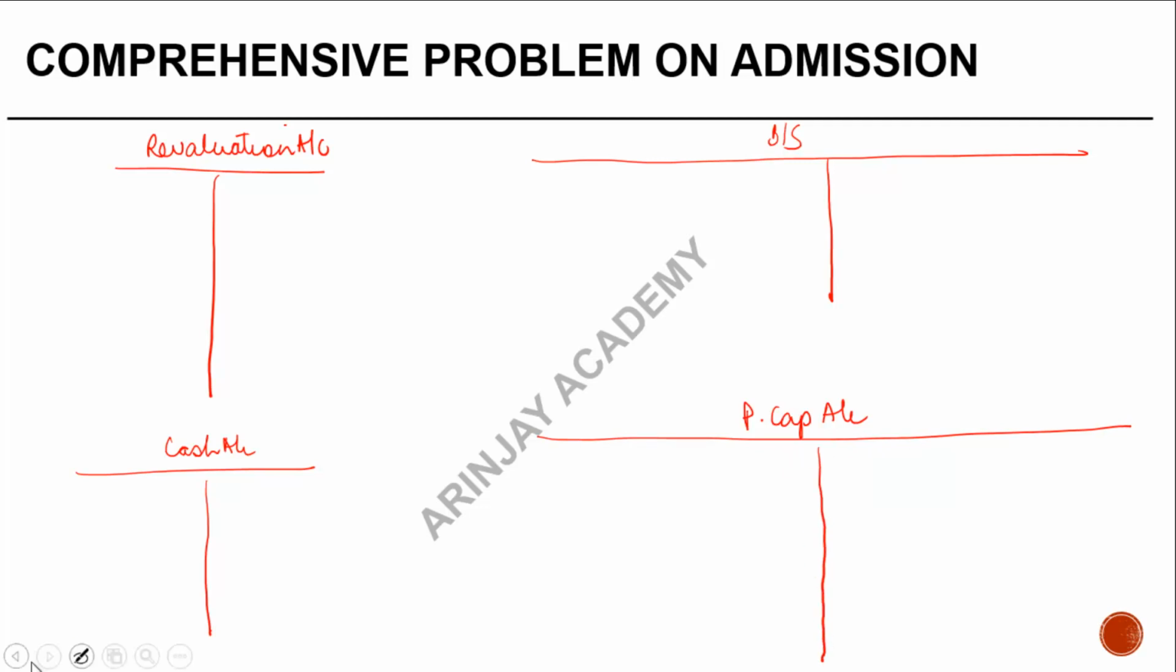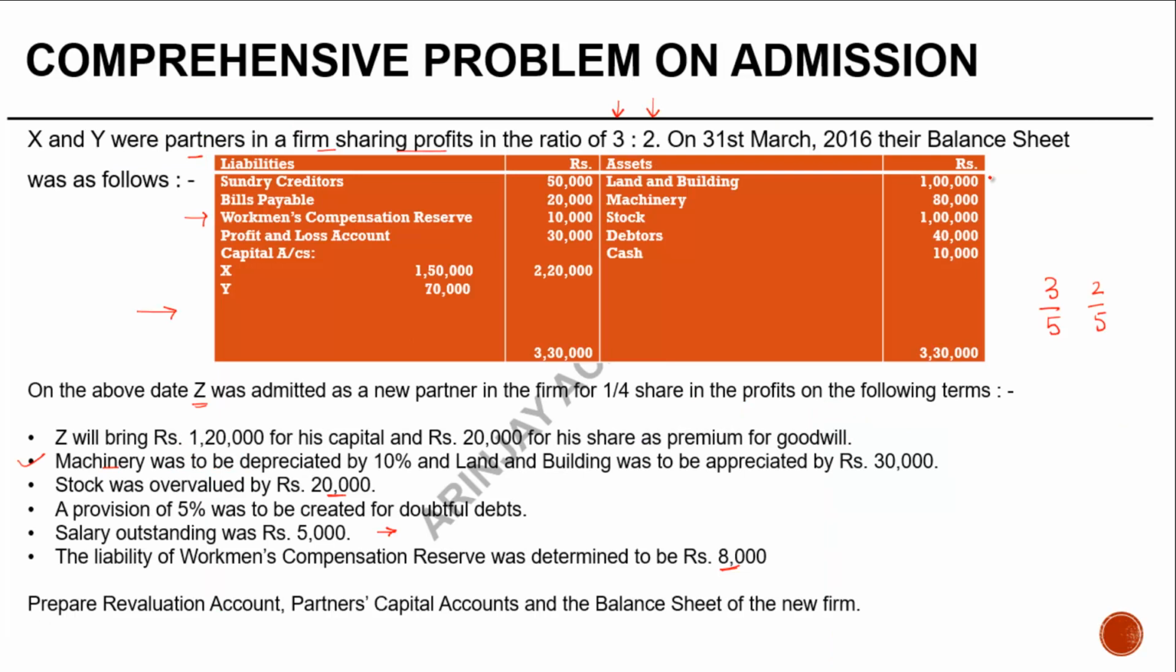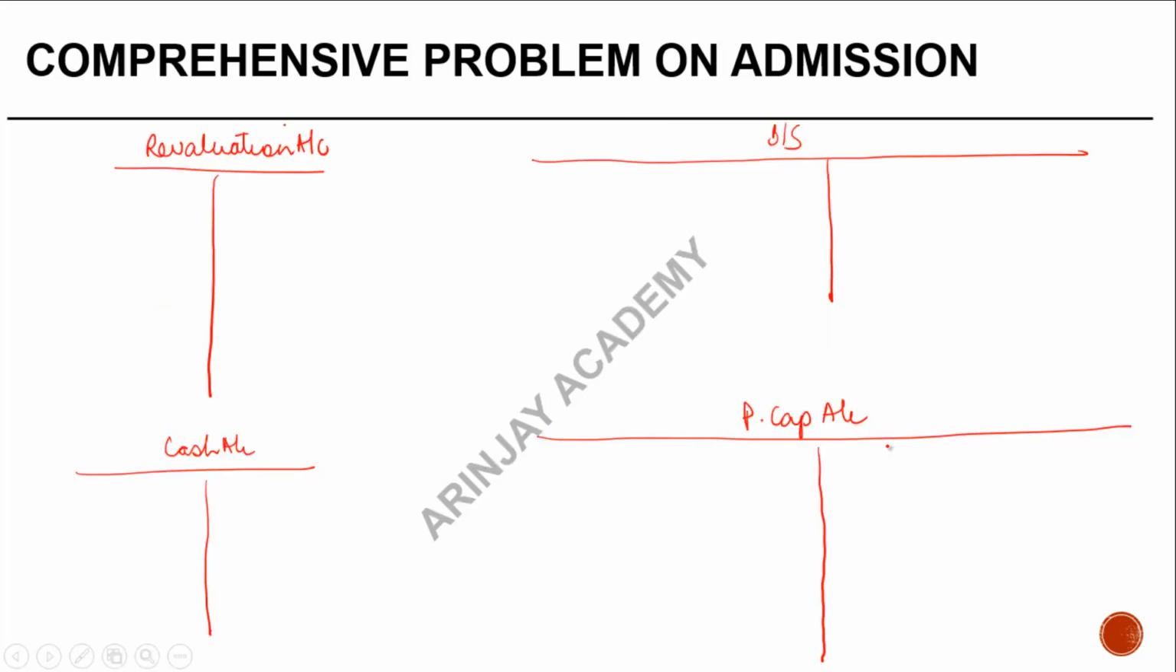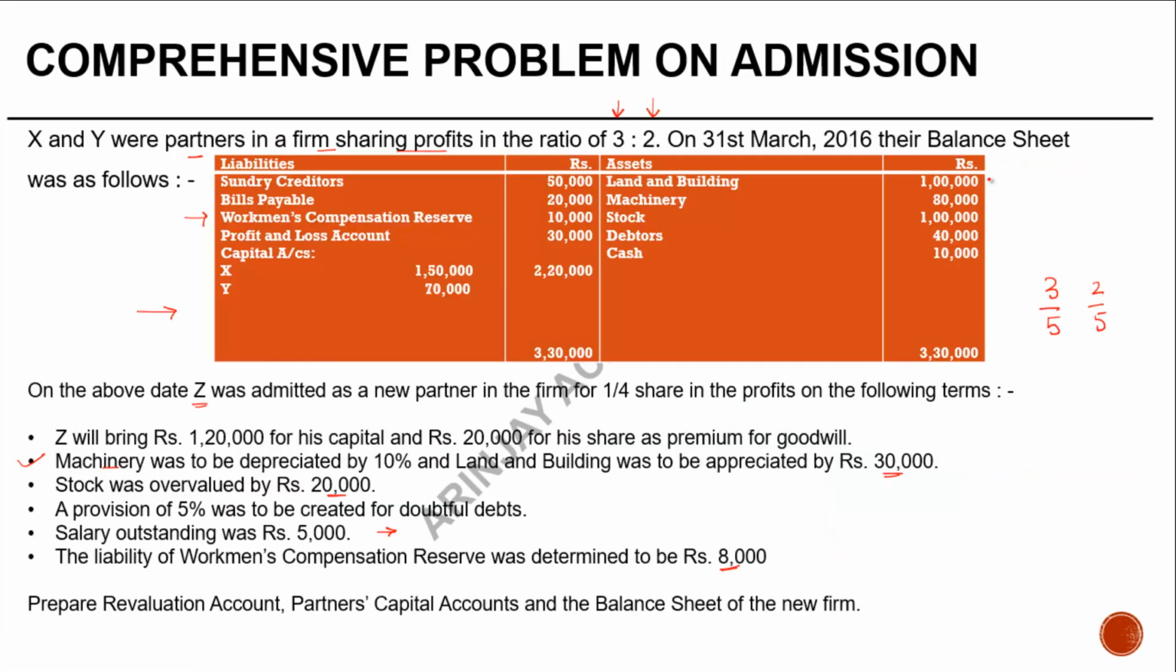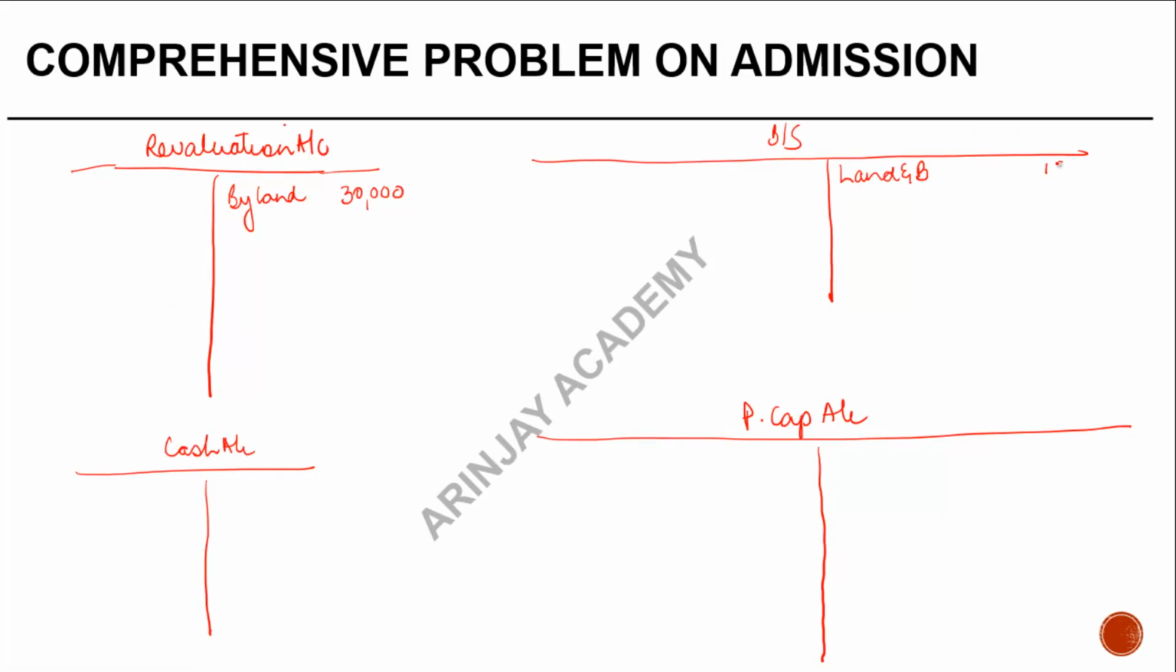So we have land and building. Is there an adjustment to this? Yes, it has to be appreciated by 30,000, right? So in the revaluation account, there's a gain because land and building has to be appreciated by 30,000. What is going to happen in the balance sheet is that the value of land and building will increase from the existing amount of 1 lakh, and 30,000 will be added to it. So I'm just taking the combined number here.